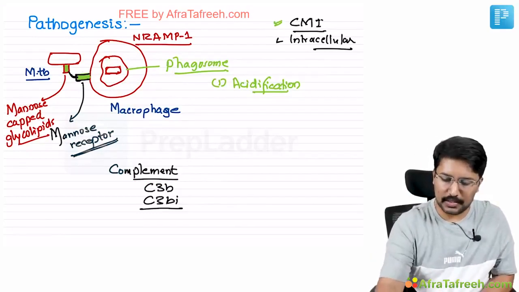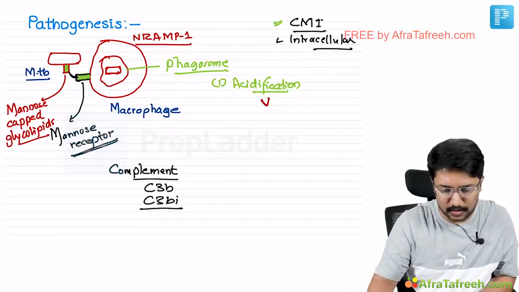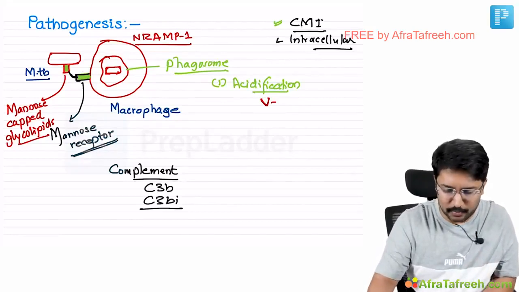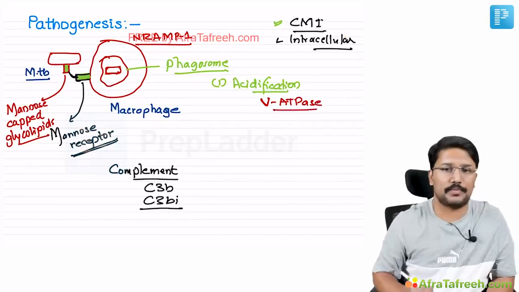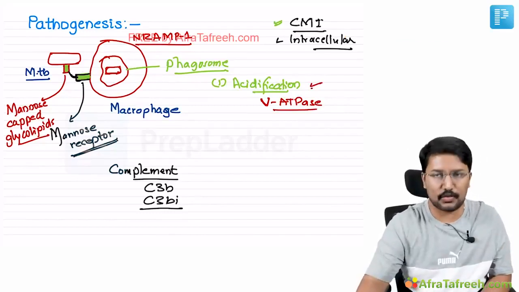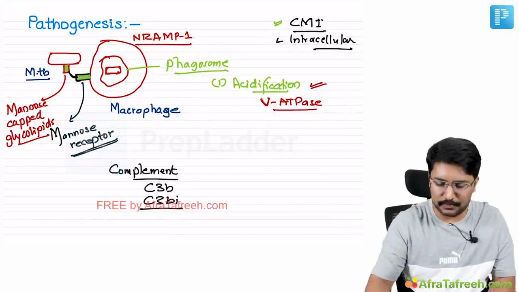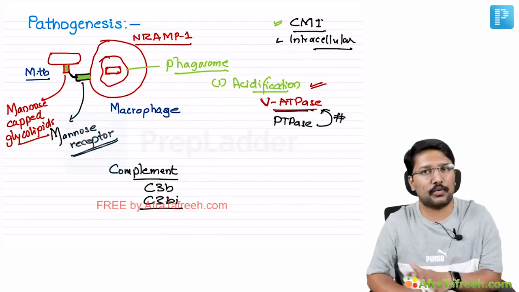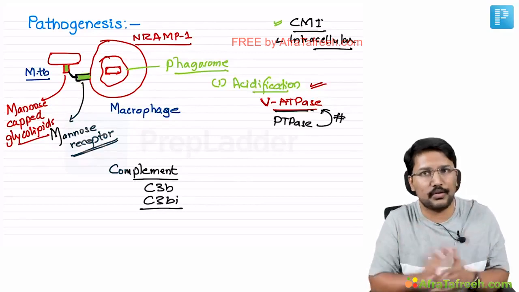Okay, so this acidification of the phagosome is caused by a particular pump called vesicular proton ATPase. Vesicle stands for phagosome, right? So it's called vesicular proton ATPase, or in simple words, VATPase. So this VATPase causes acidification of the phagosome. The mycobacteria produce a substance called PTPase, which will inhibit this VATPase, and thus acidification is prevented. So the first insult, somehow it is able to escape.